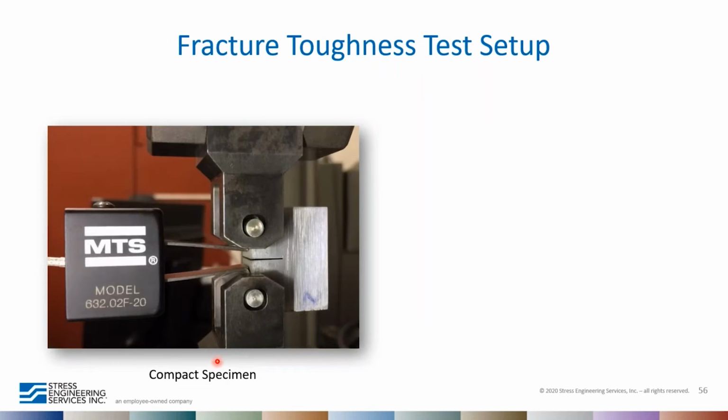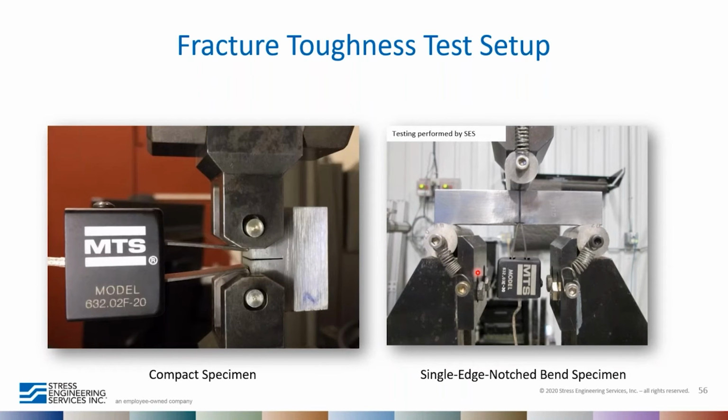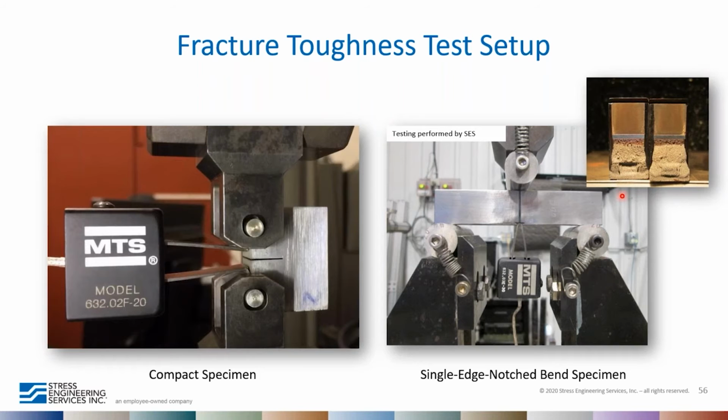Here's a test setup for conducting a fracture toughness test on a compact specimen. We're applying loads in tension, and we can see a gauge clip for measuring the opening displacement. This is a similar test conducted at the test labs here at Stress Engineering with a bending specimen. It's a 3-point bending setup, and the gauge clip is also measuring the crack opening. This is the fracture surface after separating the two pieces. You can see the fatigue pre-crack that was used to pre-crack the specimen before the actual loading.